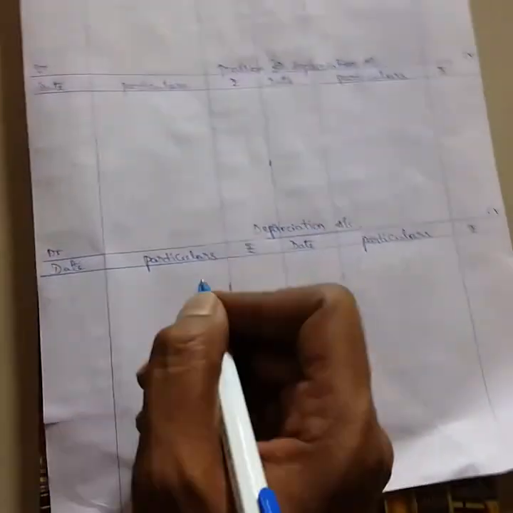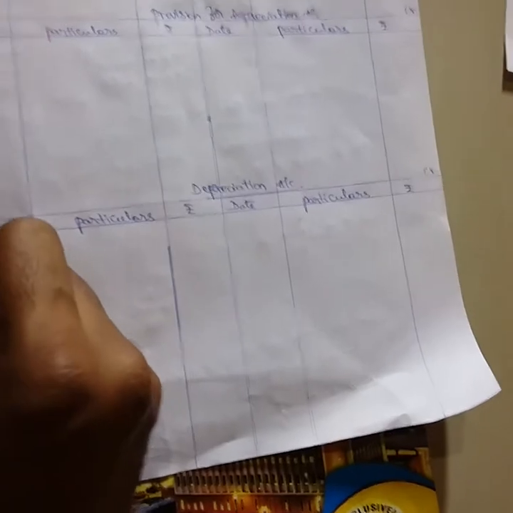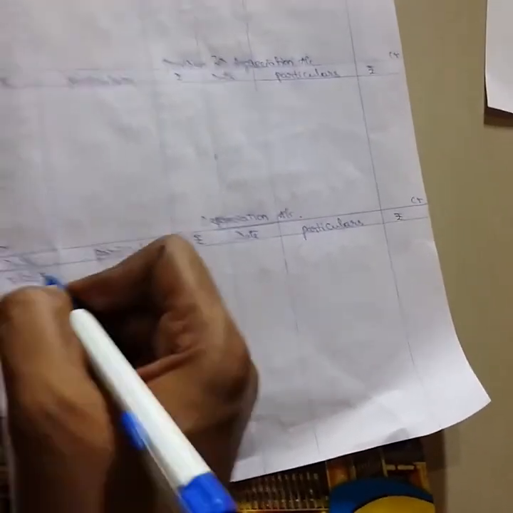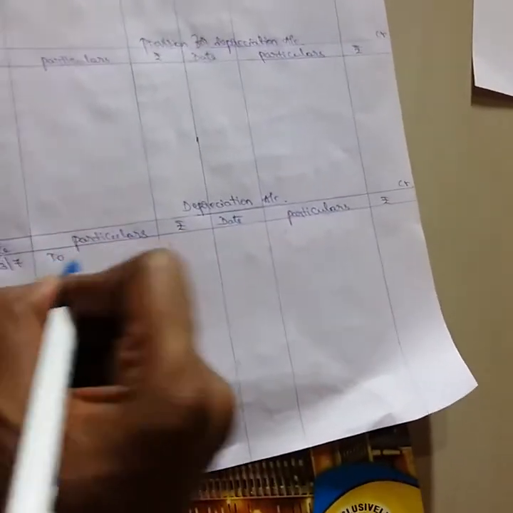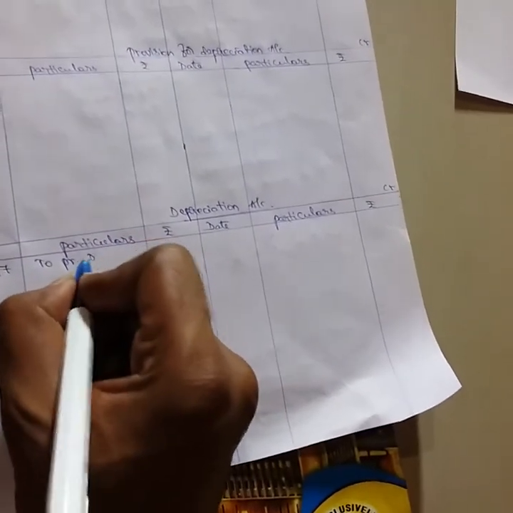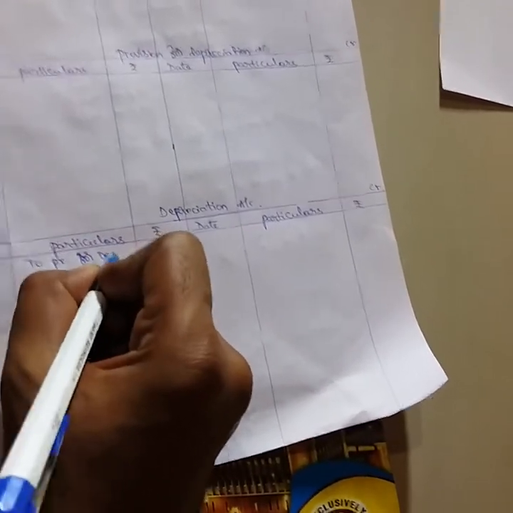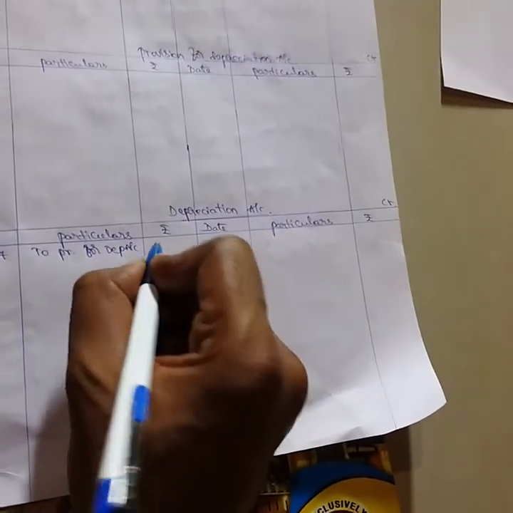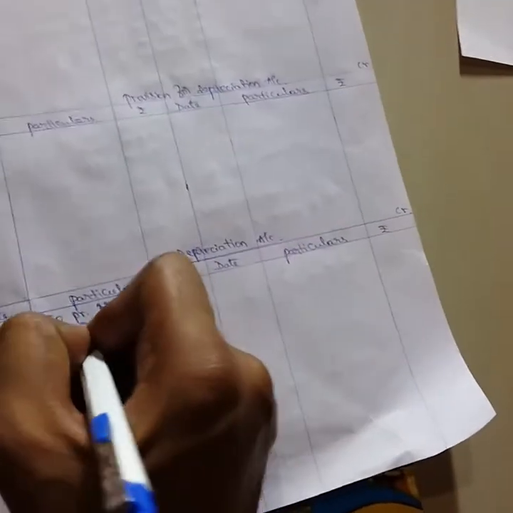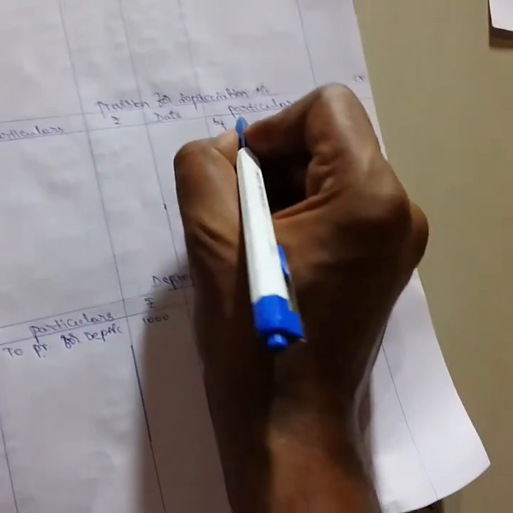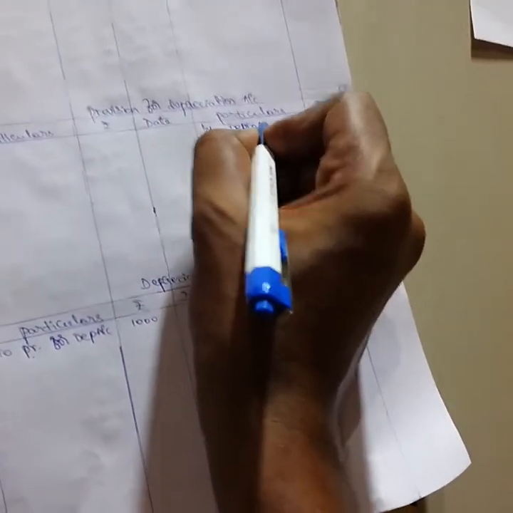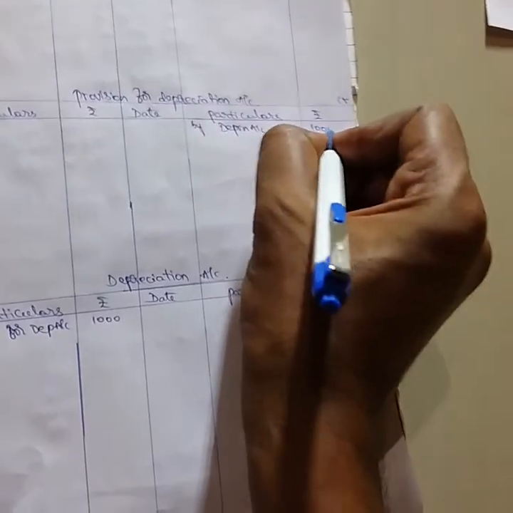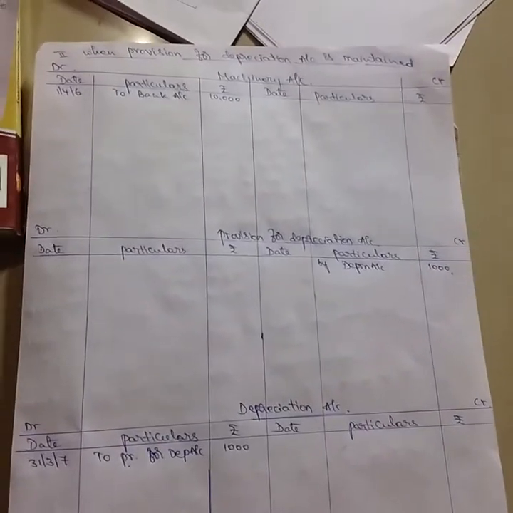For charging of depreciation, the journal entry is: depreciation account debit to provision for depreciation account, on 31st/3/2007. The amount is 1,000: 10,000 into 10% is 1,000. Depreciation account is debited, and provision for depreciation account is credited by depreciation account. Amount 1,000.